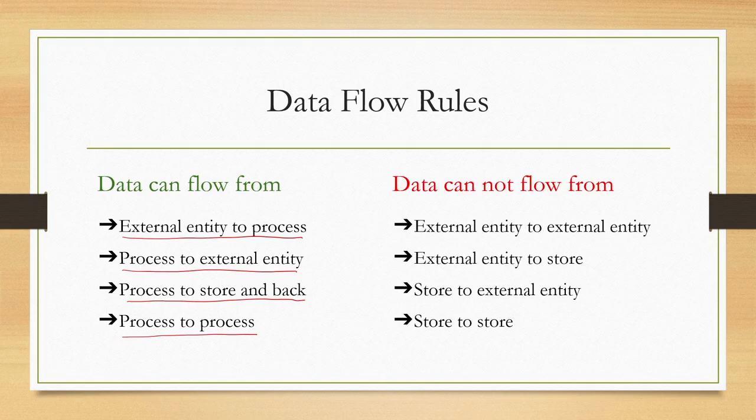However, we should also remember invalid data flows. Data can never flow from an external entity to another external entity, an external entity to a data store directly bypassing a process, from a data store to an external entity again bypassing process, and between two data stores. So, data can never flow from an external entity to a data store and vice versa, or between two data stores, or between two external entities. So, these are the rules that we should remember while trying to create data flow diagrams with valid data flow.